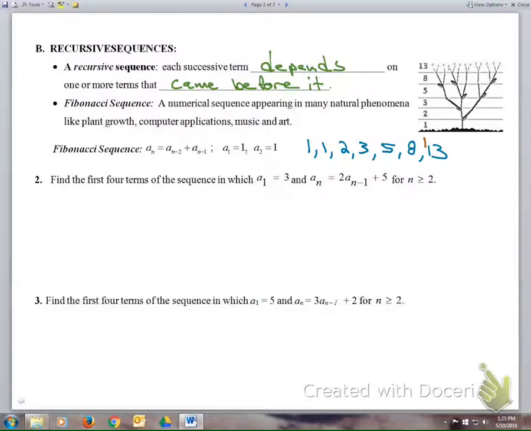You can see they've given you all the way to 13. All you're doing is taking 1 plus 1, and that gives you 2. 1 plus 2 gives you 3, and then 2 plus 3 gives you 5. 5 plus 8 gives you 13, and 8 plus 13 gives you 21. And that's your next term.